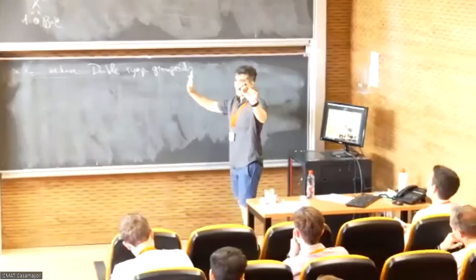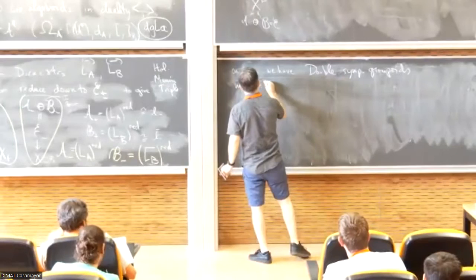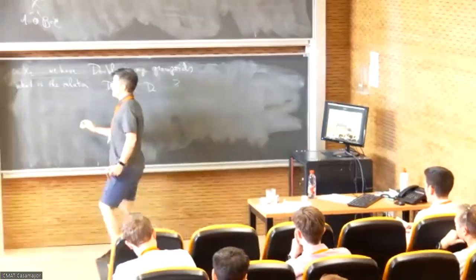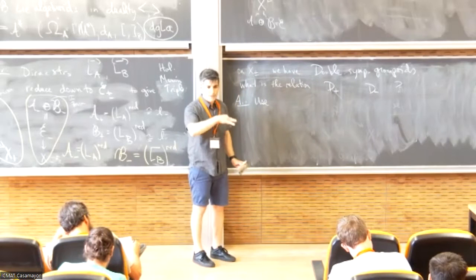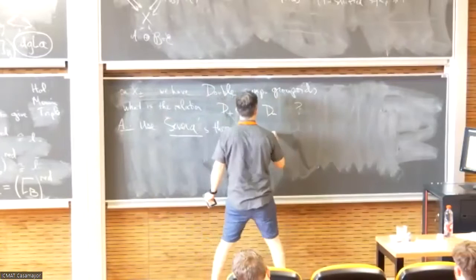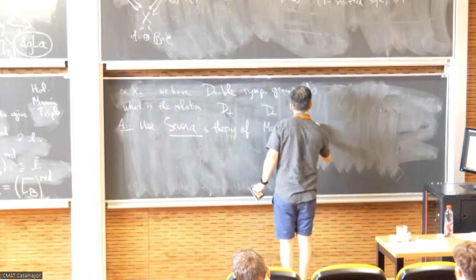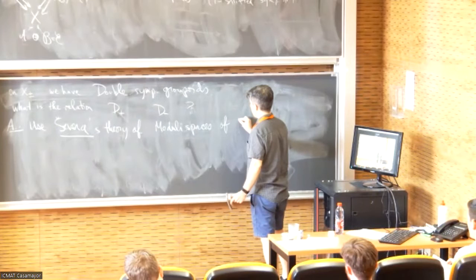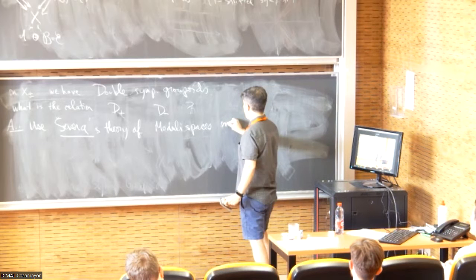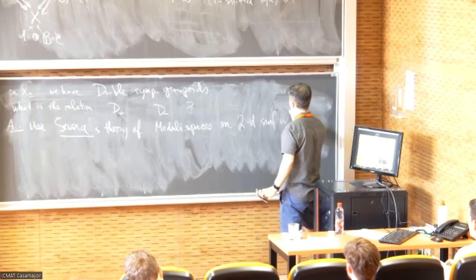But anyway, we have two double symplectic groupoids, and the question is, how are they related? What is the relation between D plus and D minus? And to answer this question, I'm going to use a beautiful series of papers by Pavel Severa, of moduli spaces of connections, yeah, it's his theory. The melting is starting now. So it's Severa's theory of moduli spaces on Riemann surfaces, two-dimensional surfaces with boundary and corners.